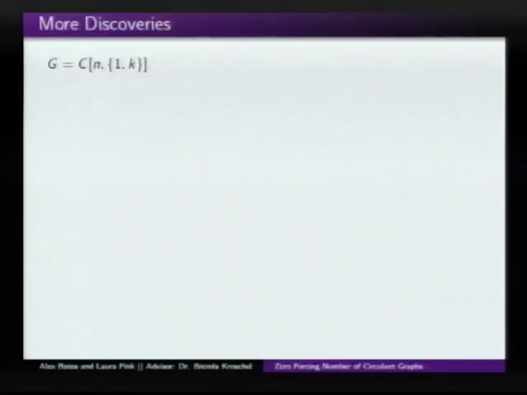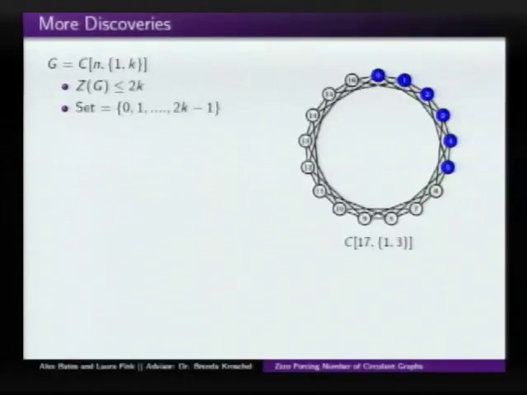Furthermore, as a corollary, or what follows from the previous slide, consider a circulant graph on n vertices with connections 1 and k. We found that the zero forcing number is less than or equal to 2k. And the set that is used to force is, again, just 2k vertices in a row. So in this example, for a graph on 17 vertices with connections 1 and 3, we just color blue vertices 0 through 5, which is 6 vertices, 2 times 3.